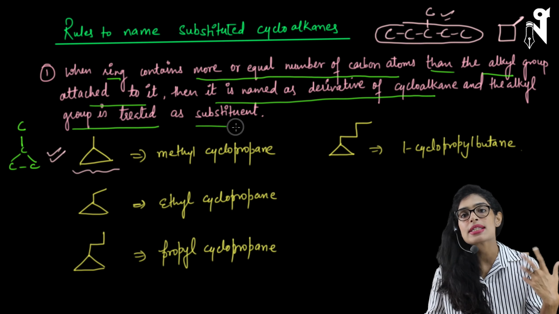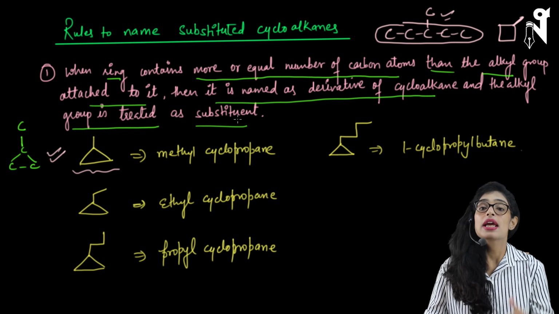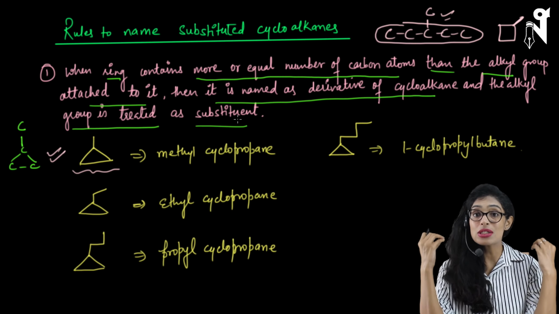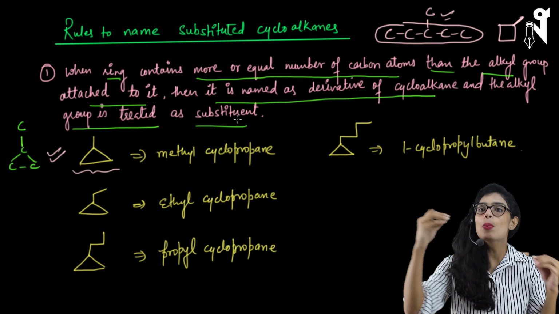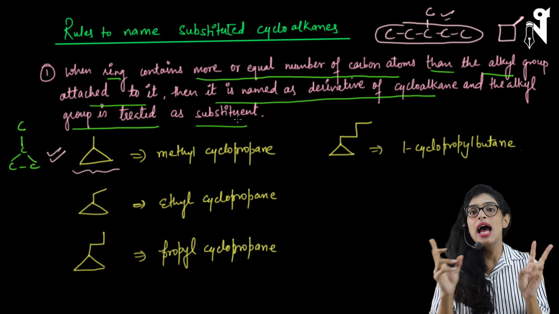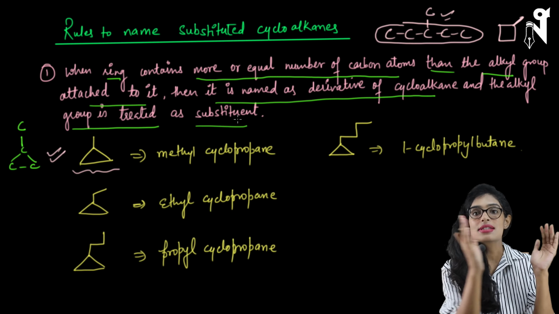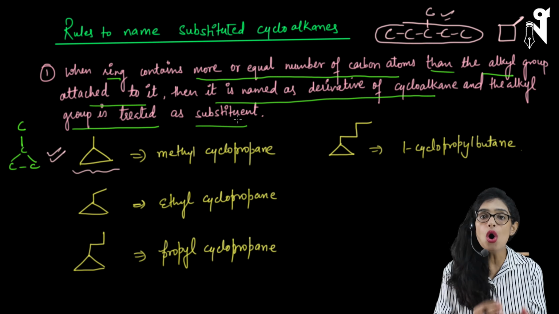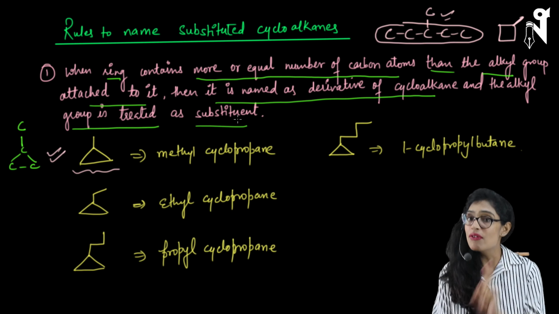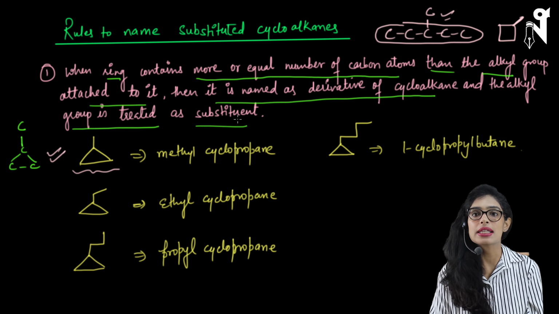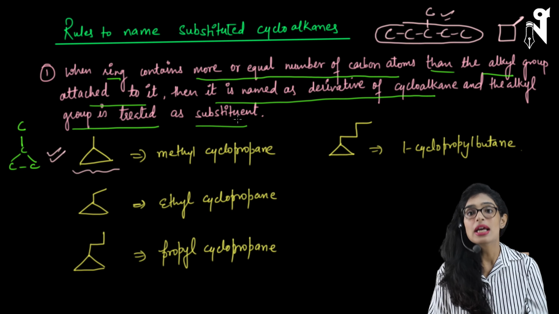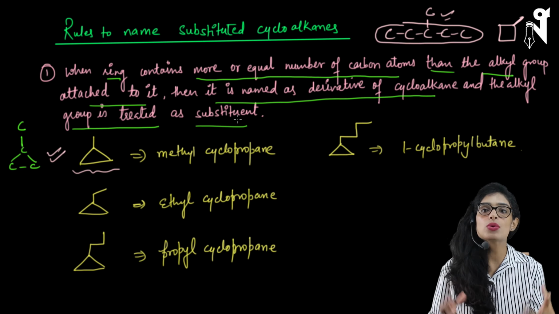I will explain this in simple language. What they're trying to say is, if you have a cyclic chain and it has an open chain attached to it, we have to check which of the two species has the more number of carbons. Is it the cyclic ring which has more carbons, or the open chain structure? Whichever has more carbons will act as the principal chain, and the other part will act as a branch. Let's see with the example, you will be able to understand more.